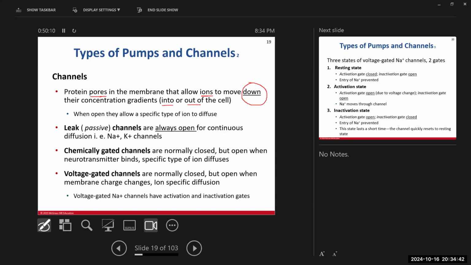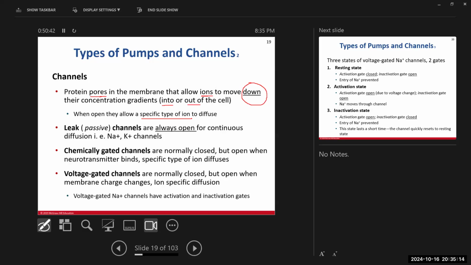All right, so we saw that pumps pump things against their concentration gradient, and they require energy, but channels are going to allow the movement of ions, right, down their concentration gradient. So it depends on where there's a higher concentration. That means it can either move stuff into the cell or out of the cell. So channels that we're going to learn about are going to be specific to one type of ion.